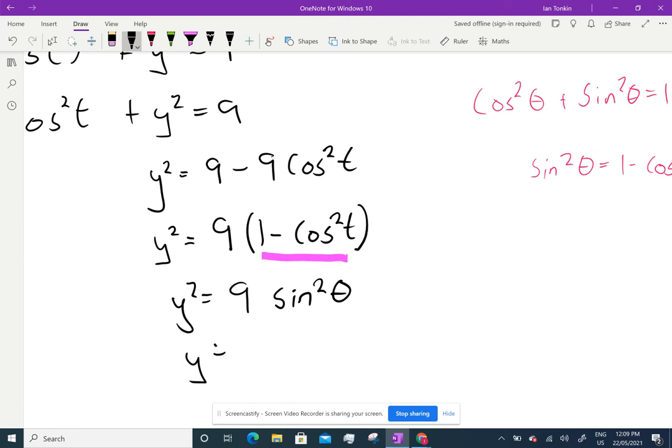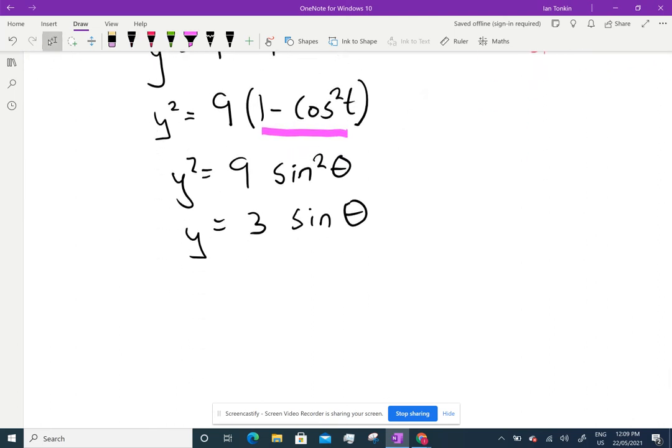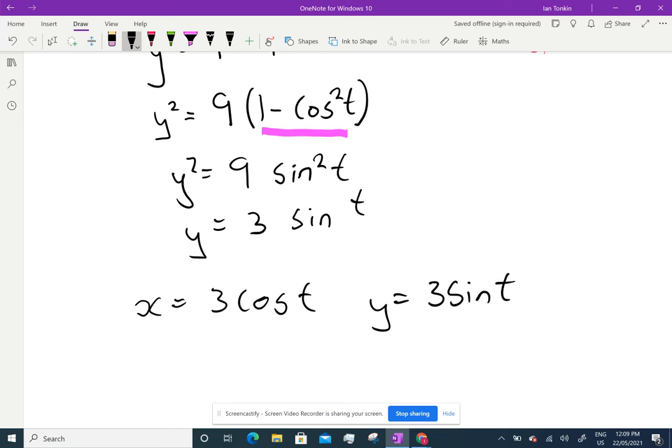Now square root them both. I'm only going to take the positive because it's a distance. 3 sine theta. And then I've got my parametric representation. X equals 3 cos, and I'll put theta in there, and there when it should be t, 3 cos t, and y equals 3 sine t. Now that's all you have to be able to do. To move between Cartesian and parametric form for linear, quadratic, and circles.